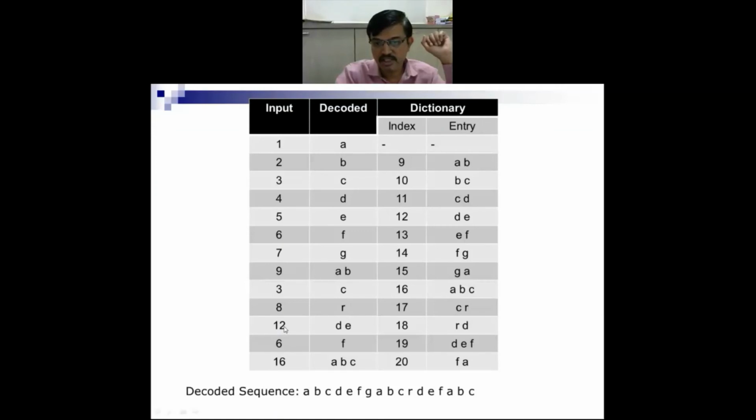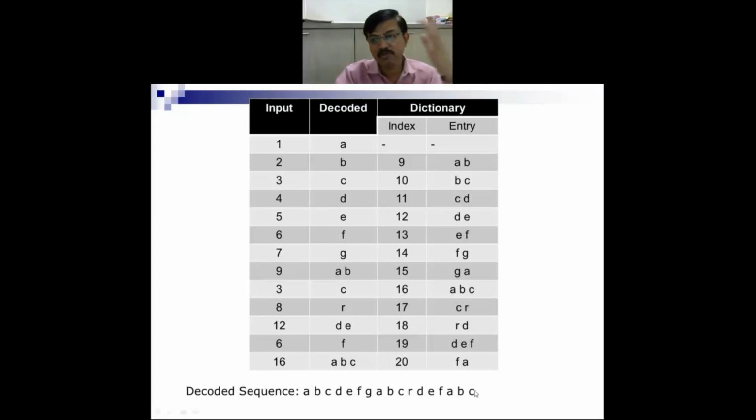12. I have received 12 in the dictionary. 12 is DE, so my output is going to be DE. 6. Output is F, so F will be stored here. And 16. In the dictionary, 16 is ABC, which will be recalled from the dictionary and stored in the output. So with that, I could get the decoded output as A B C D E F G A B C R D E F A B C, which is my decoded sequence exactly matching with my encoded sequence.